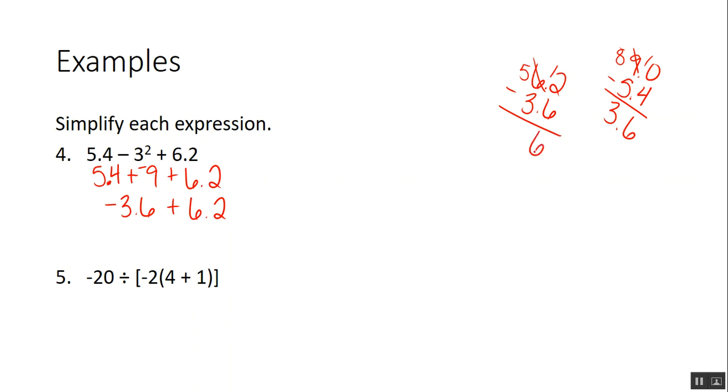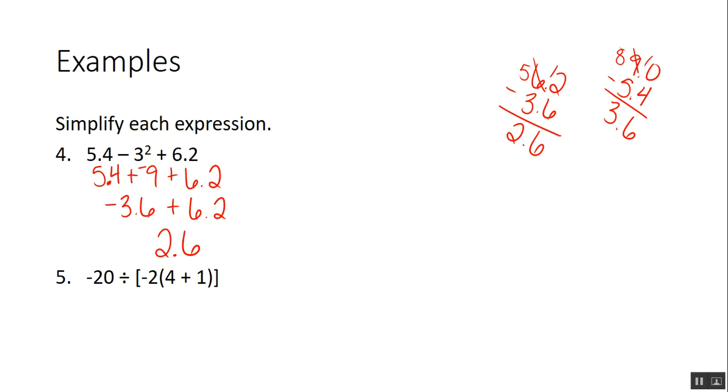12 minus 6 is 6. 5 minus 3 is 2. We get 2.6, positive 2.6 as an answer. We probably won't see a lot of questions yet with decimals and fractions, but we should be comfortable enough with adding and subtracting them that this is a problem I do expect you to be able to do and understand.